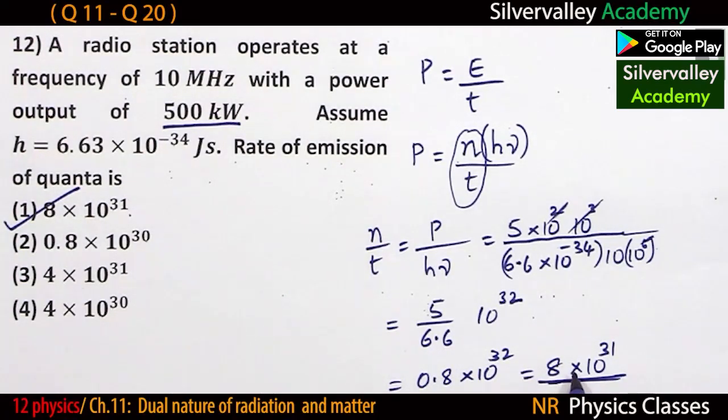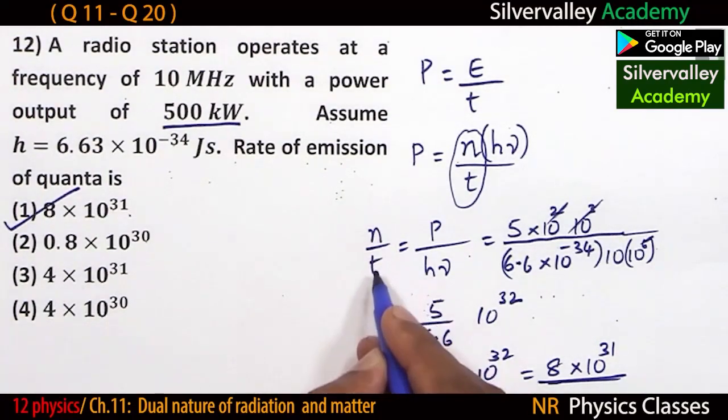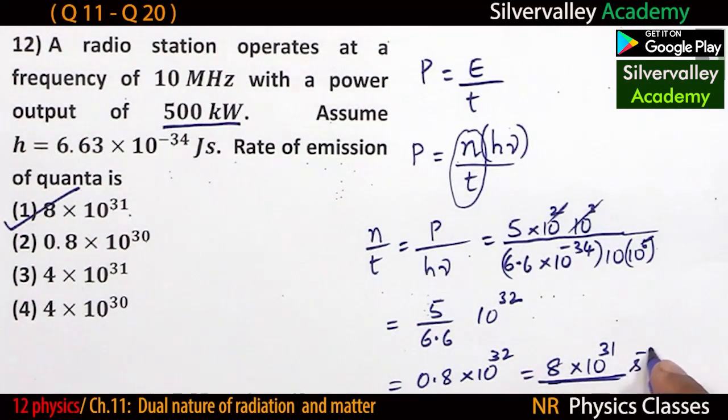Students, can you guess the unit of this 8 into 10 power 31? It is number by time. So this should be per second. Per second doesn't mean that it is frequency. It is number of photons emitted per second. Okay.